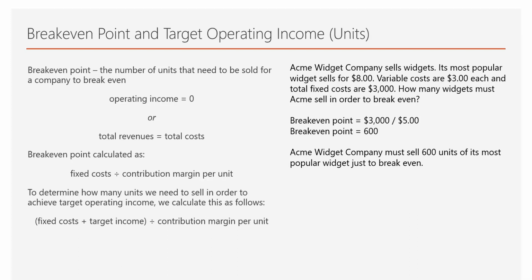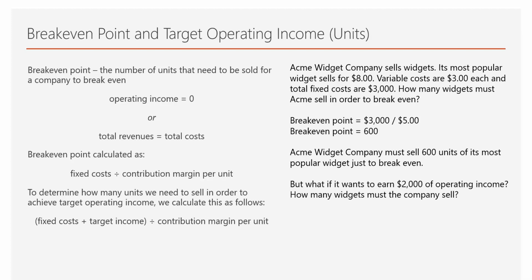In other words, I have to sell 600 units of my most popular widget just to break even. That's not even to earn an operating income. That's just to have zero operating income, or where my total revenues equal my total cost. But hey, are we satisfied with just breaking even? No, of course not. What if the Acme Widget Company wants to make $2,000 of operating income? How many widgets must the company sell?